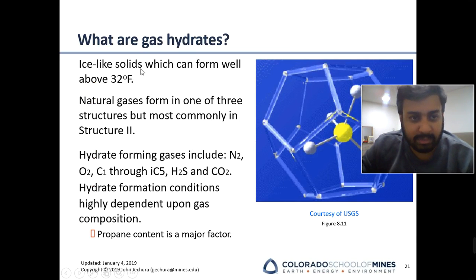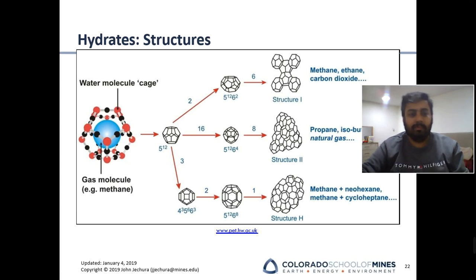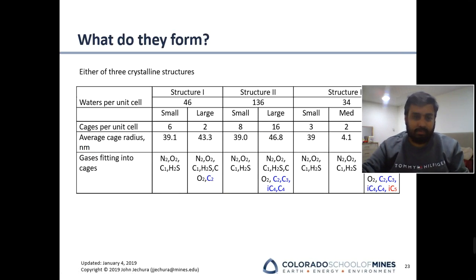How do we define them? These are ice-like solid materials which can form well above 32 degrees Fahrenheit. And what do hydrates consist of? Nitrogen, oxygen, C1 through IC5. So it can be flammable. Propane content is the major factor. At the same time, it reduces the diameter available to flow, and it reduces our product's ability to be transported from one place to another, and we don't want this kind of hydrate to form.